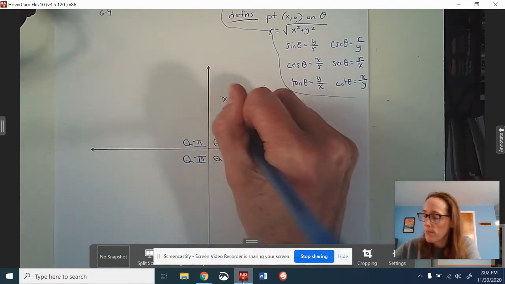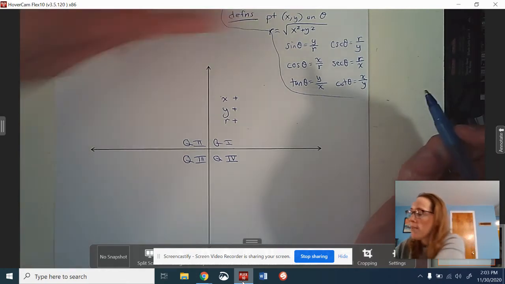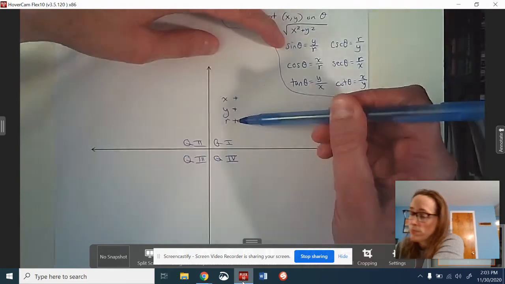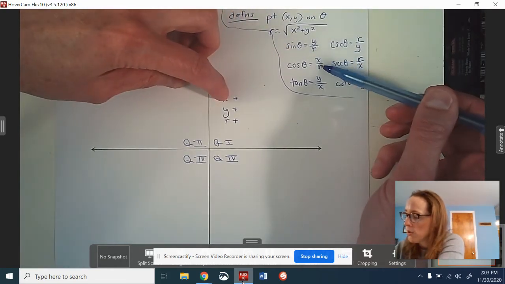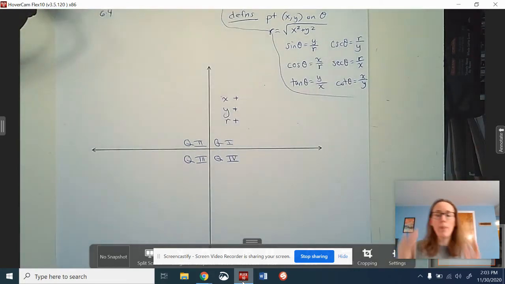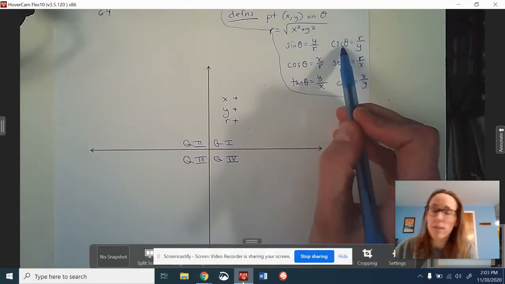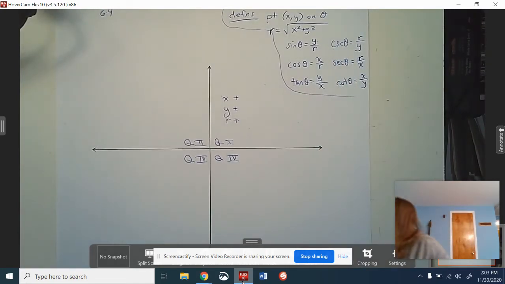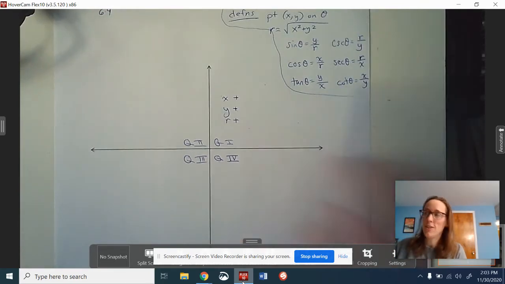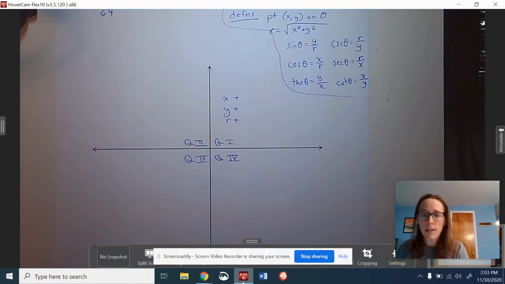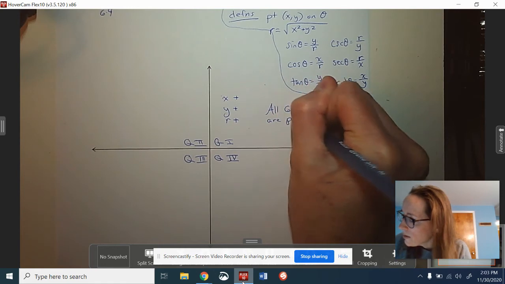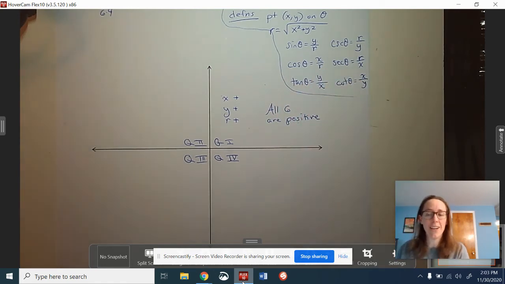R is always positive. For the trig function sine, since sine is y over r, that would be a positive over a positive. That's positive. The trig function cosine is x over r. That's going to be positive. And tangent's y over x. That's positive. They're all positive, because remember, if sine's positive, its reciprocal cosecant's positive. If cosine's positive, its reciprocal secant is positive. And if tangent's positive, its reciprocal cotangent is also positive. So in quadrant 1, all 6 of the trig functions are going to be positive.